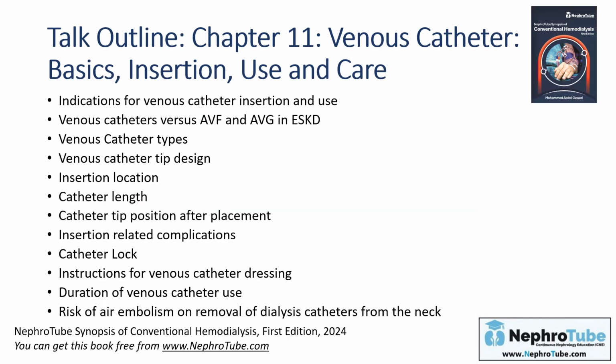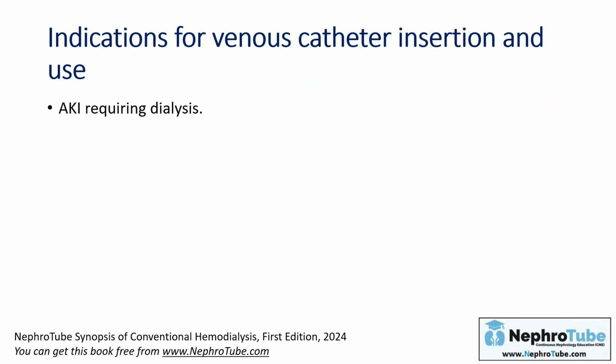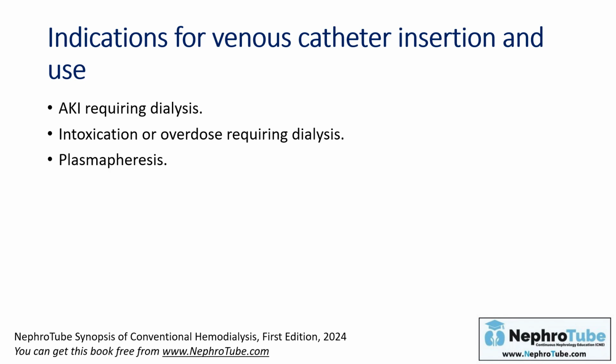This is my talk outline, and I will start by indications for venous catheter insertion and use. First, insertion of venous catheter for dialysis is indicated in patients with acute kidney injury requiring dialysis, in patients with intoxication or overdose requiring dialysis, and in patients requiring plasma exchange. So these are the indications for the use of venous catheter away from patients with end-stage kidney disease.